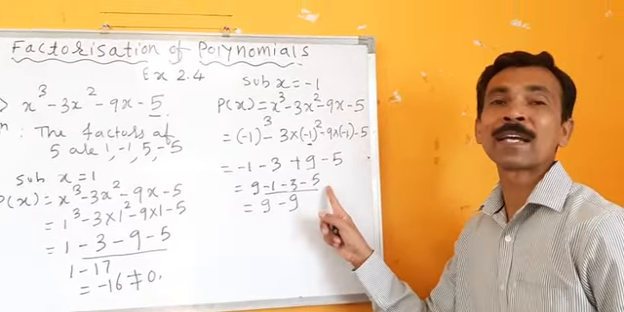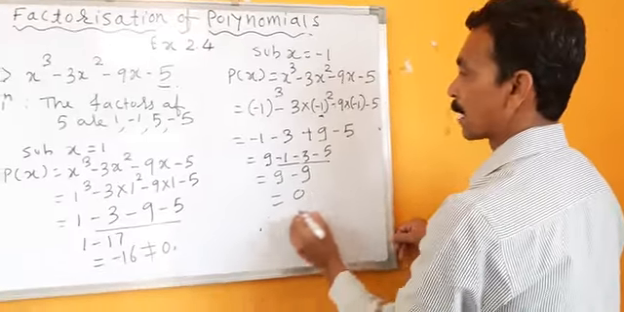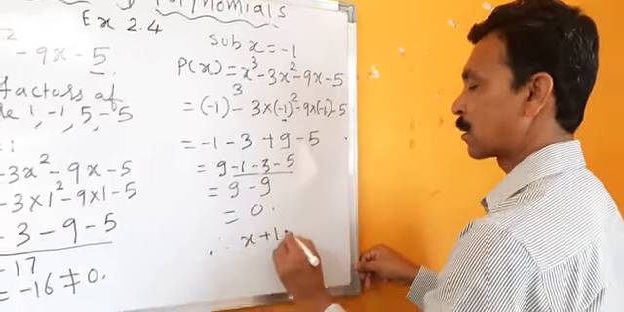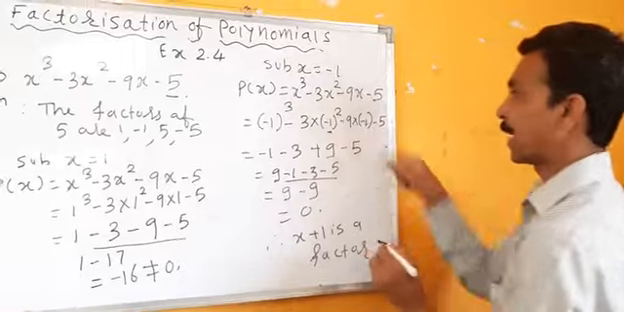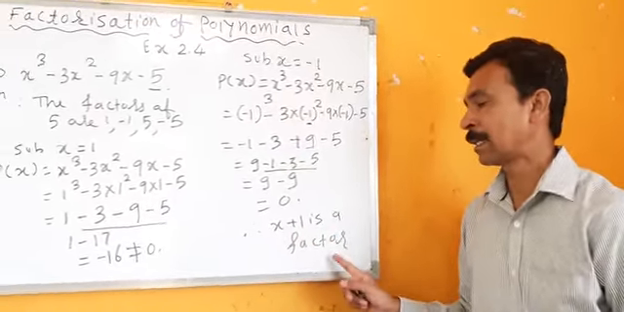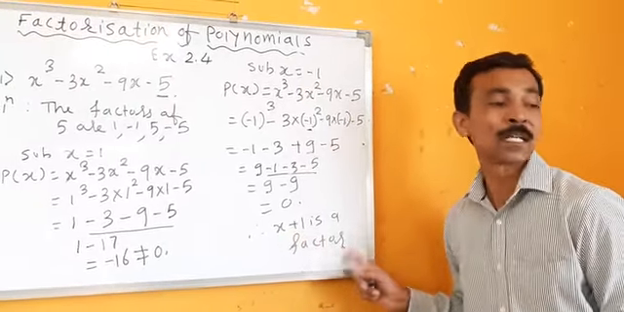Minus 4, minus 5 is minus 9. 9 minus 9 is equal to 0. Therefore, we have taken minus 1. So I will write here, therefore, x plus 1 is a factor, because if x is negative, we have to take x plus 1 as a factor.